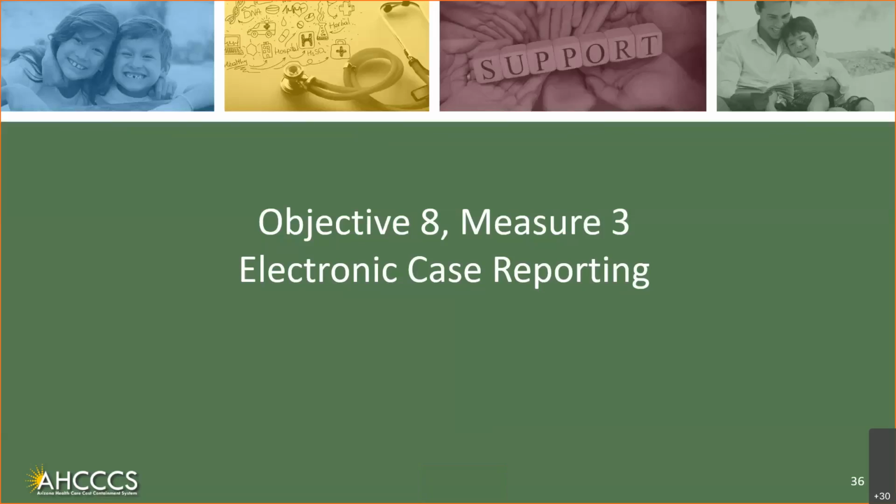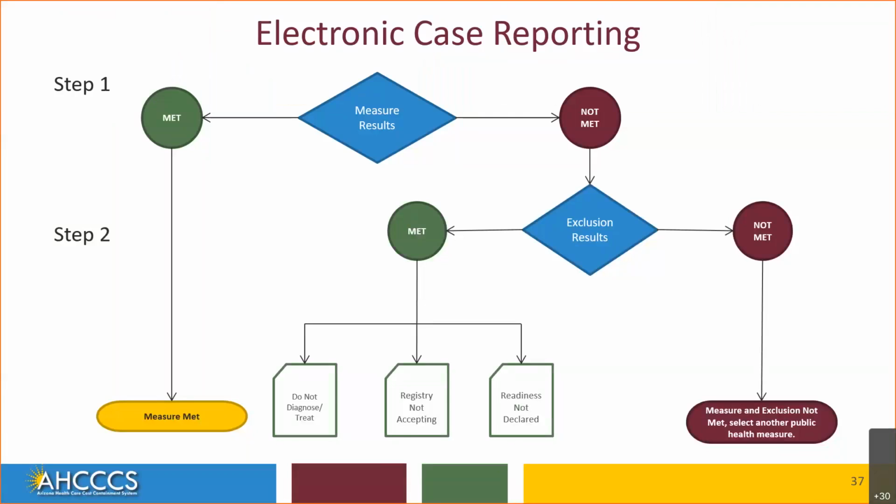Moving on to electronic case reporting, there's an overview slide. It shows that you can meet all 3 exclusions potentially by the EPs in the state of Arizona. So this is going to walk you through, again, are you going to meet the measure for this one? Are you going to take an exclusion? Or should you select another measure to meet for the requirement?